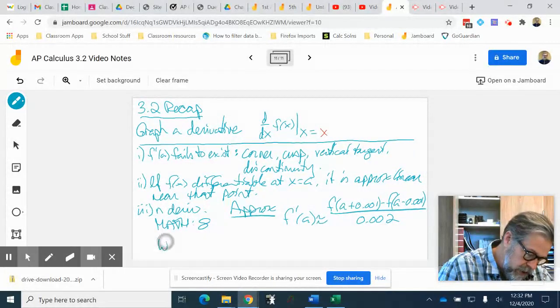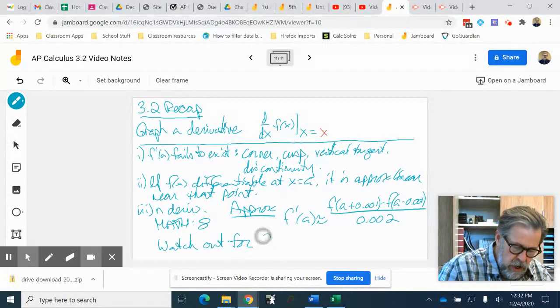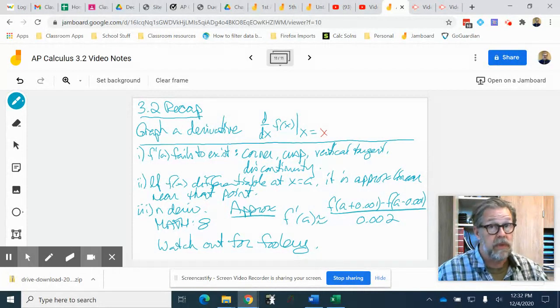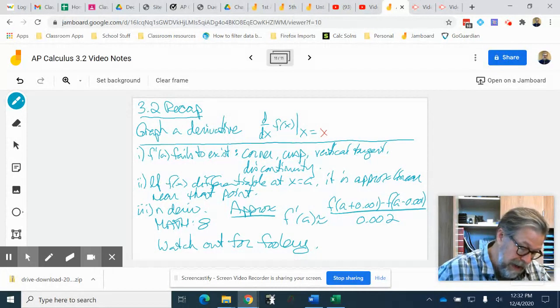And then watch out for foolery. Again, you need to understand the derivative of absolute value of x around x equals 0. The calculator will tell you that the derivative is 0, but of course we know better. So do not fall for the foolery.